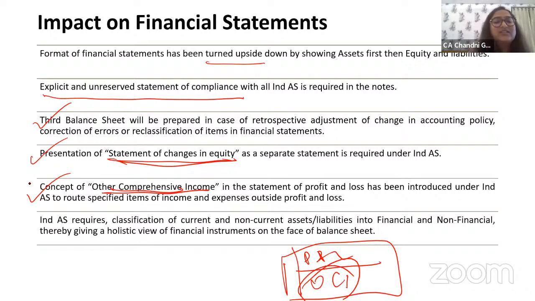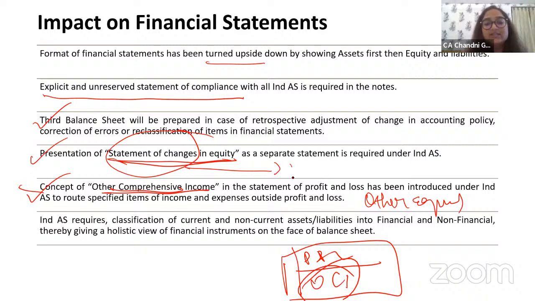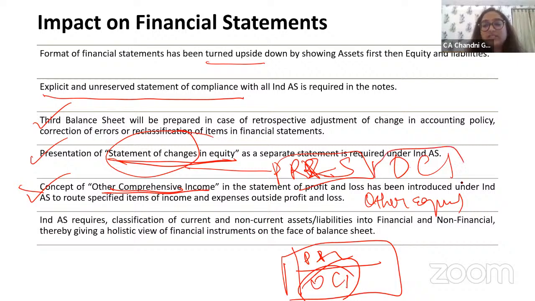So this is essentially a separate section, and it is shown as a part of other equity. When you prepare a statement of changes in equity, there are reserves and surplus, and OCI. Both these movements are shown in the statement of changes in equity.